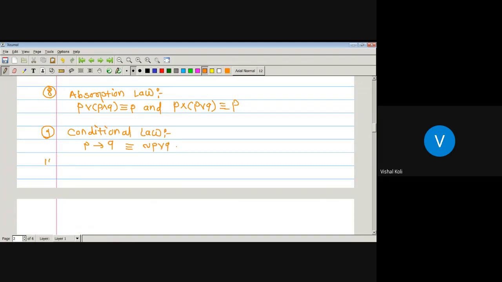And finally, 10th one will be a biconditional law. This is nothing but P biconditional Q is equivalent to P conditional Q and Q conditional P, and again it is equivalent to (negation of P or Q) and (negation of Q or negation of P).